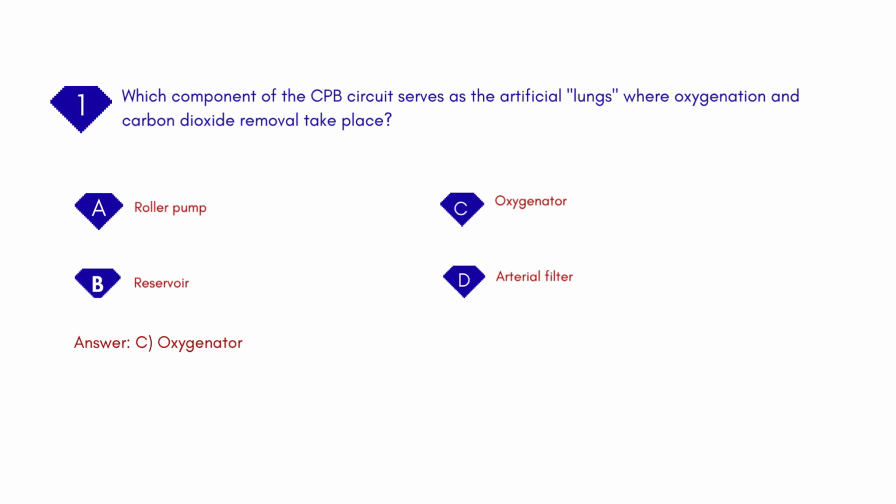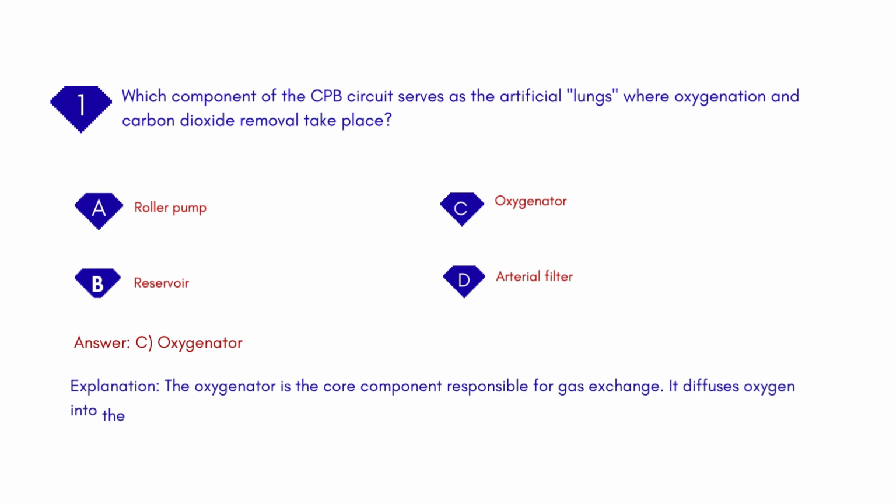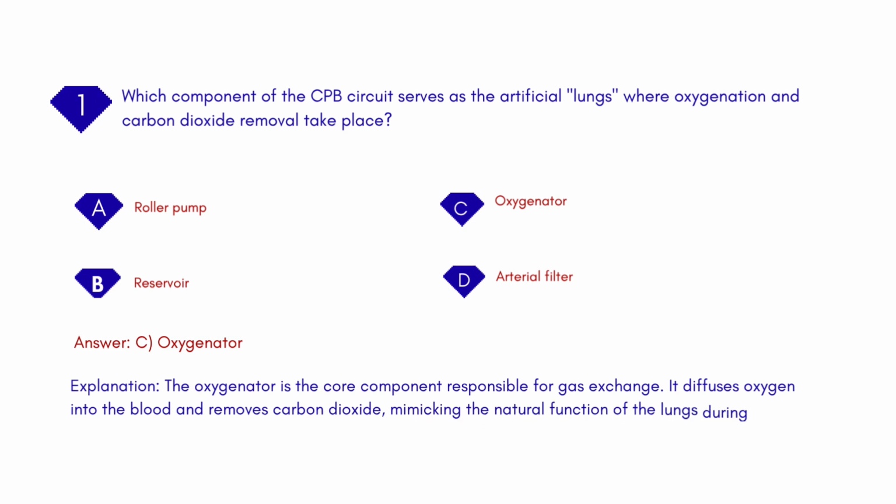Answer: C. Oxygenator. Explanation: the oxygenator is the core component responsible for gas exchange. It diffuses oxygen into the blood and removes carbon dioxide, mimicking the natural function of the lungs during bypass.